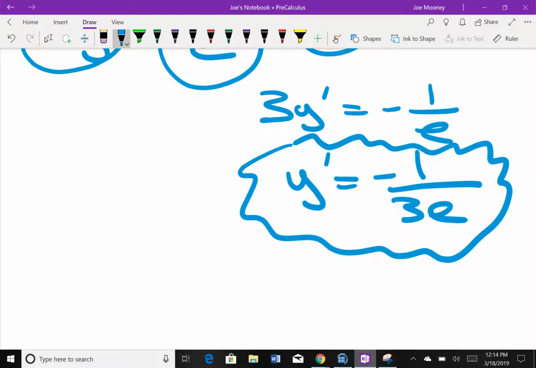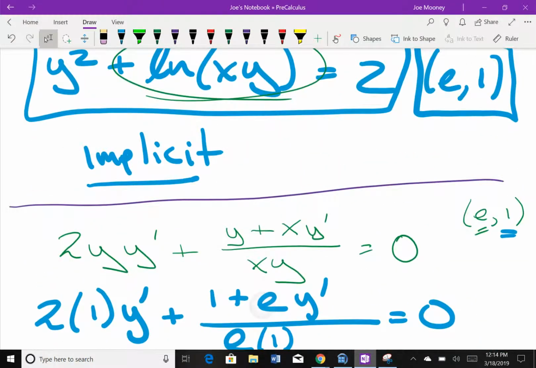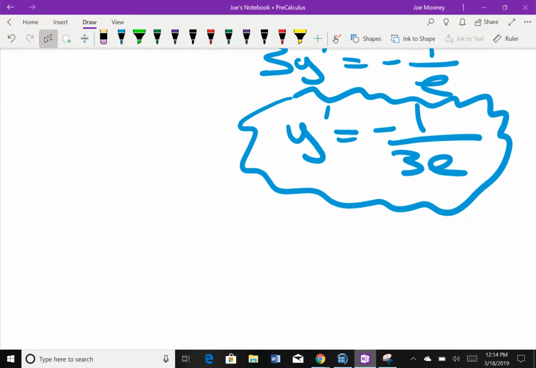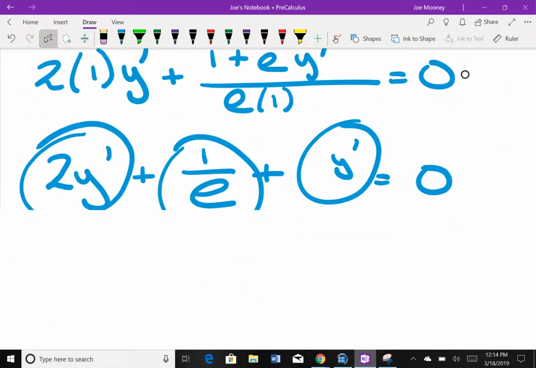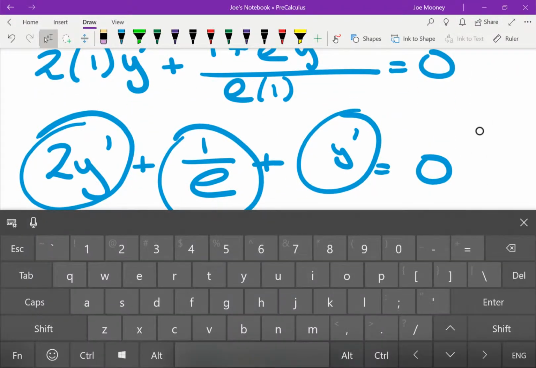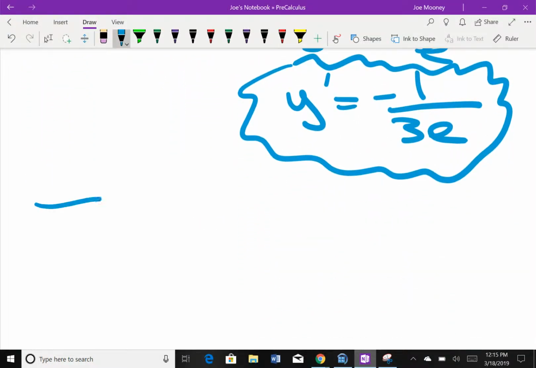Now, that's the derivative. We need to find out what y prime is at the point where x is e. What did we plug in? Did I plug in e? Yes, I plugged everything in. Okay, so there's my negative 1/3e. It just glitched on me. There we go. So now, let's do your favorite algebra.